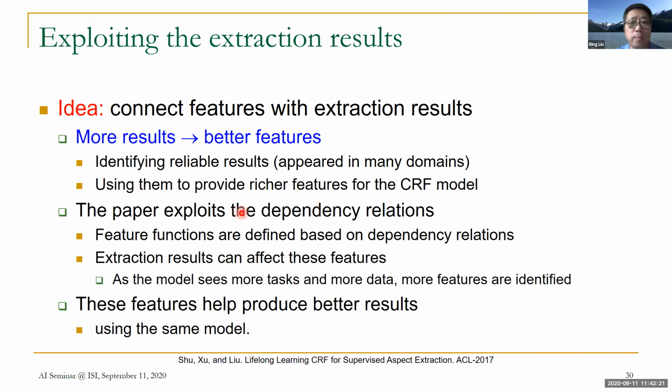This paper essentially exploits the dependency relation to say that things are related, so if something is discovered, then the related stuff might be discovered as well. If you can do this, you can produce better results. But how do you know the result you extract is correct? In this case, we use a heuristic: if a particular extraction has been extracted in many domains, in different environments, it is probably correct, with a high probability. Then we can use that to produce better performance using the same model. We don't really change the model; the features just become richer and richer.